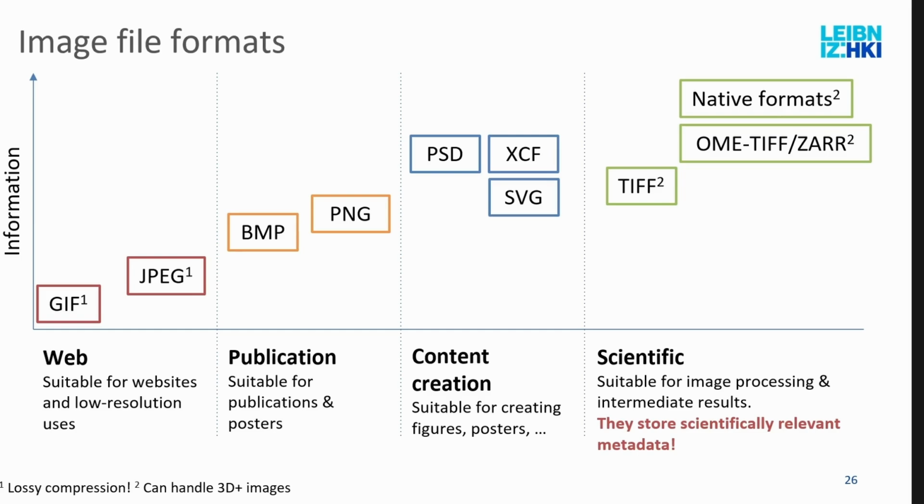For anything web publishing, suitable for a website, you can use GIF, although GIF is quite an ancient format and I wouldn't use it anymore, or JPEG with its blocky compression artifacts. For publications, bitmap, while rare, is still technically possible, or PNG, the common standard now, because PNG can also compress losslessly. For content creation, you have Photoshop documents or the GIMP image editor's own file format, or if you're making figures with vector art, you can use SVG. For example, Inkscape makes these for posters.